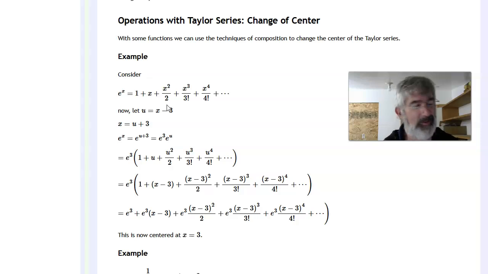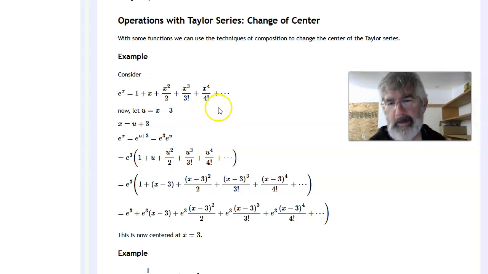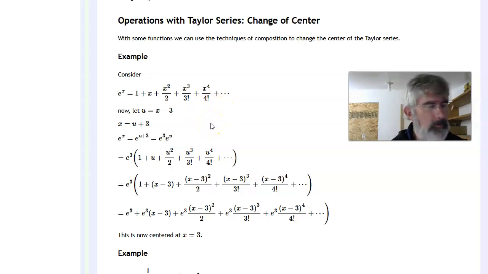e to the x isn't that hard. The derivatives are pretty simple, right? It wouldn't be that hard to just do it brute force. But I want to show you how we can do this with e to the x and then see how maybe we can generalize that to some other things. So here's my Maclaurin series for e to the x, right? Maclaurin series again, Taylor series centered at 0.